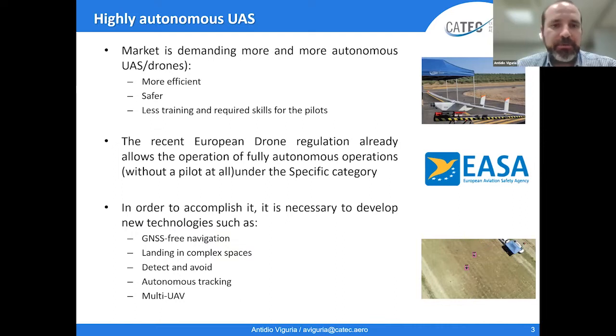So, highly autonomous UAS. The market is demanding more and more autonomous drones or UAS. Why is this happening? Because they can increase the efficiency of the mission. They can do it in less time, or with better quality of the data. Secondly, and this is very important, we really believe that the operation could be much safer than with pure teleoperation, and even the integration into the airspace could be safer.